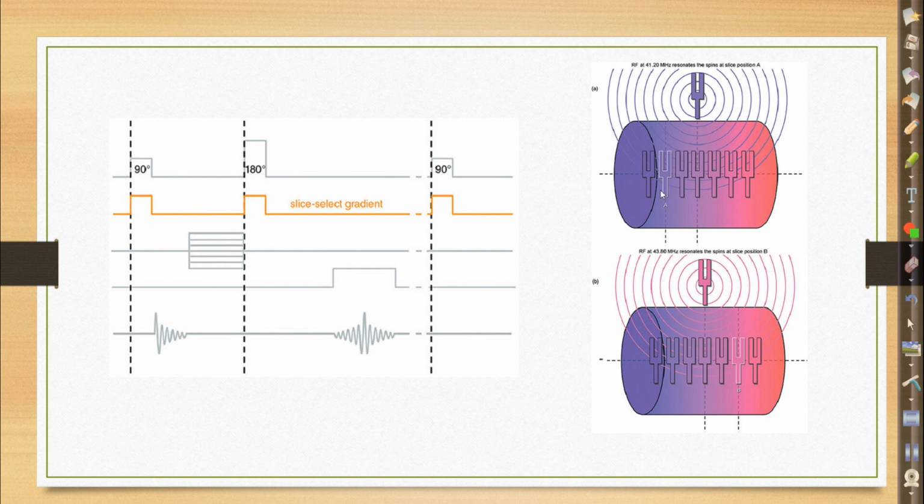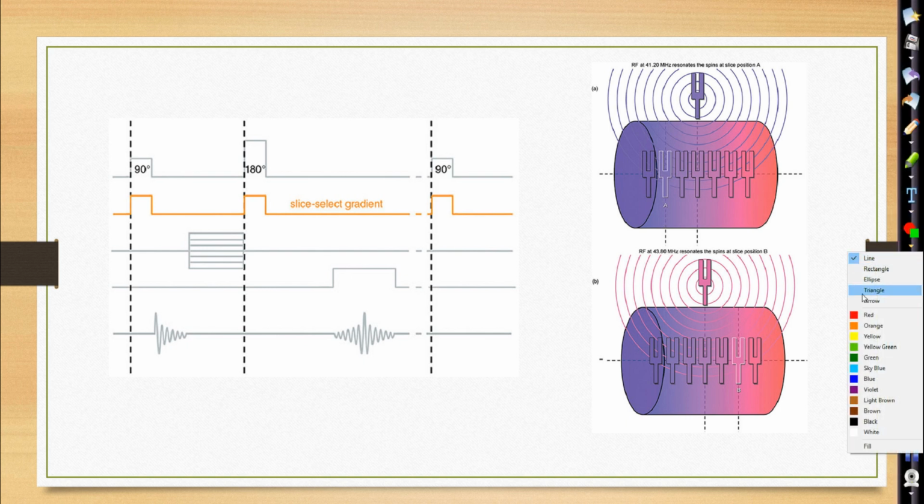So when we're slice selecting, we're hitting one tuning fork, say A, and bringing it closer to that slice, and we're exciting the tuning fork in position A. Then it resonates, and that's the only slice that's going to apply energy to those hydrogen spins and flip them into the transverse axis. So we're only going to get those hydrogen protons excited in this slice.